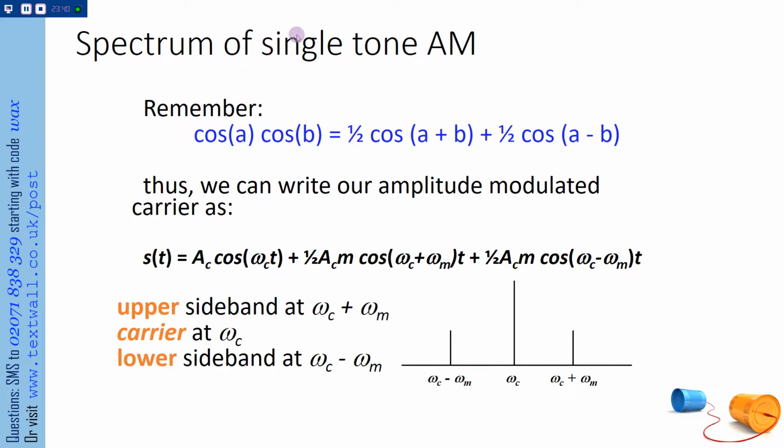So, spectrum. Remember we said 3 things? Amplitude modulation, modulation index, spectrum of AM. This is the final thing we're going to talk about. The spectrum is how does this look in the frequency domain? So, let's look at it mathematically. What we're doing is 2 things. We're adding DC and then we're multiplying.